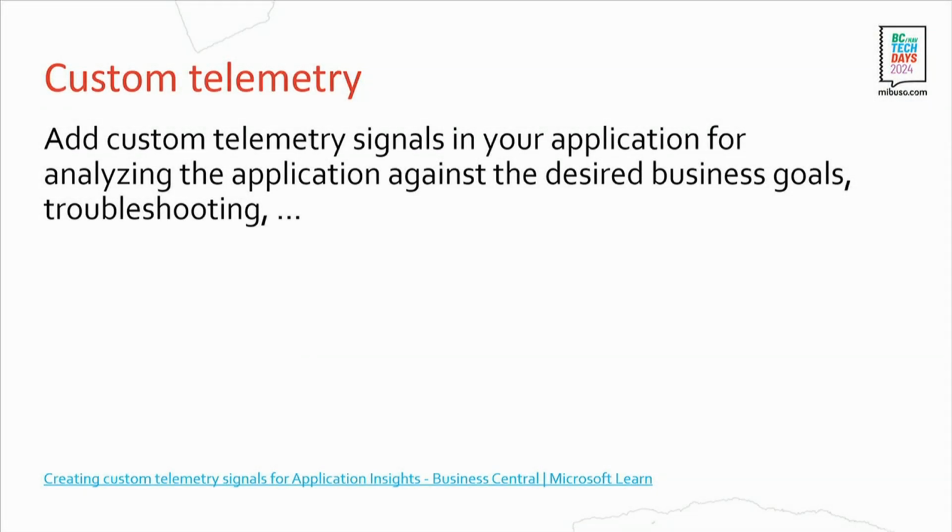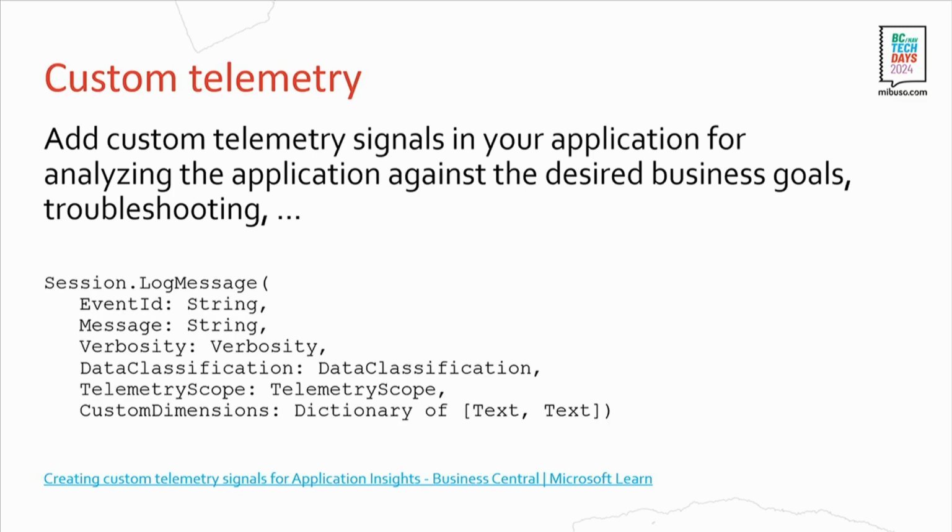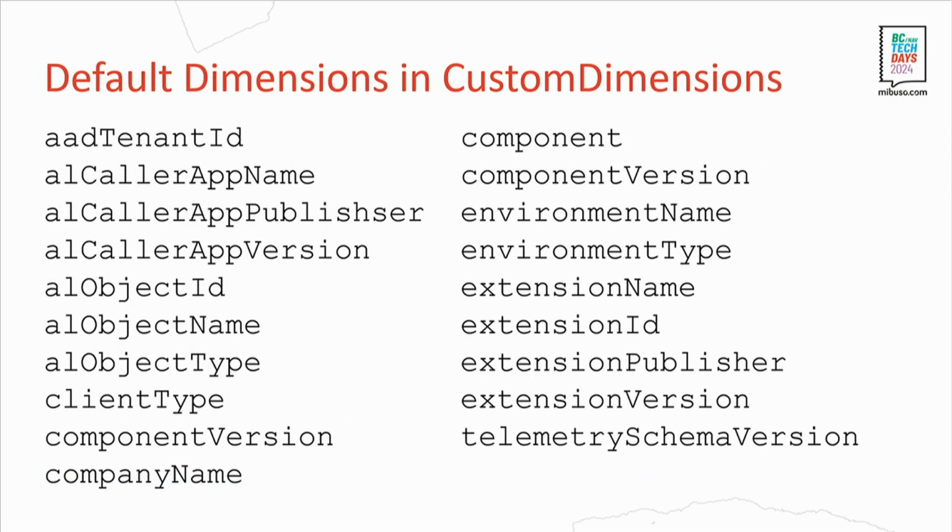Okay, custom telemetry. We are able to create our own telemetry. Do you do that? Do you create your own telemetry? That's actually quite a lot. That's good. So you create your own signals. Makes all the sense in the world. We can simply use Session.LogMessage, come up with our own event ID, set up everything we need to know, including custom dimensions. We can add whatever we like. And we can call yet another field duration, if you would like to do that. We have these default dimensions that come out of the box, so don't create these. They are there already.